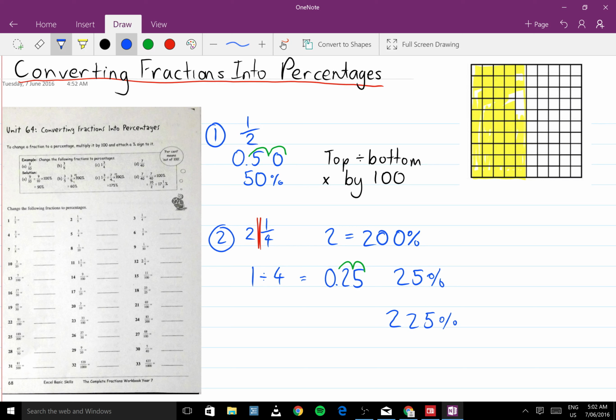Okay, and we're done. Hopefully that was helpful. Main thing is just to remember the procedure. Top divided by bottom. You can do that on your calculator, and then times by 100%.